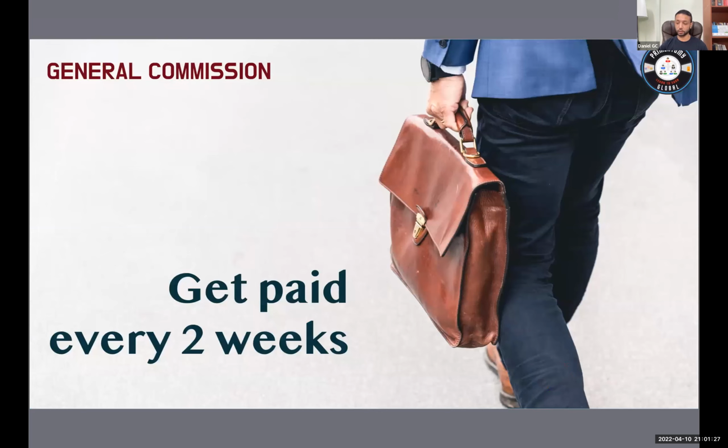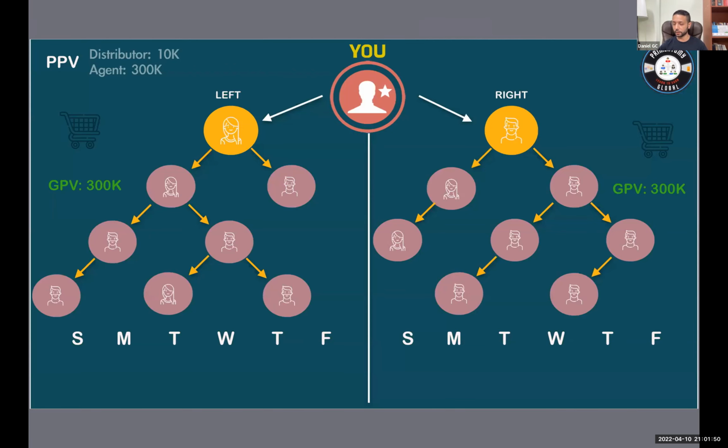In regards to general commission, normally you can get paid every 2 weeks, which means every other Tuesday, the second Tuesday, is when we get paid, and it comes automatically to your bank account whenever there is a matching. So how do we get that general commission? We will look at that. Some of it I've already discussed.